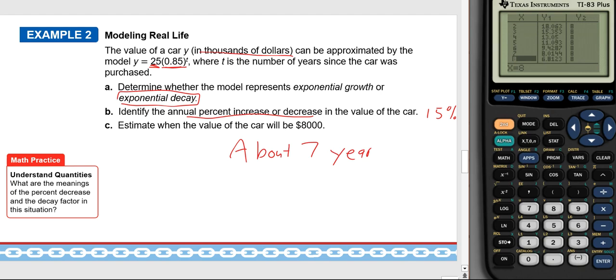Since it says estimate, we can just use the table. If we needed to be more precise than that, we could go to the graph. We could use the intersection tool if we needed to. But since it says estimate, that at about 7 years is perfect.